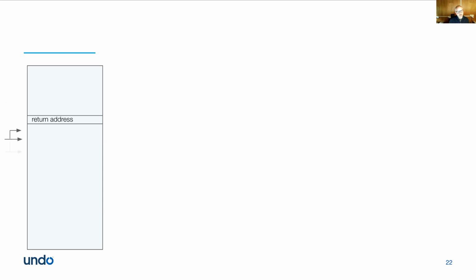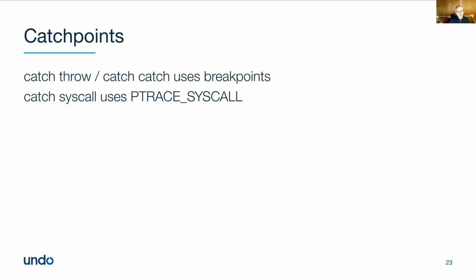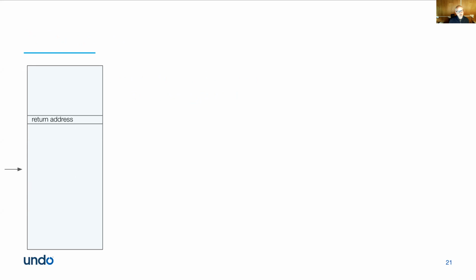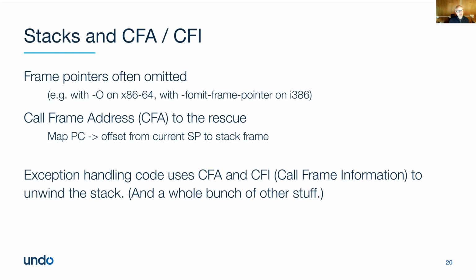And this is what they call CFA, the call frame address, right? And again, this is in the DWARF information, because it allows us to walk the stack without having frame pointers, and actually is used by exception handling. The exception handling stack unwinding code will use this CFA and CFI information. So it actually gets used by the runtime as well.